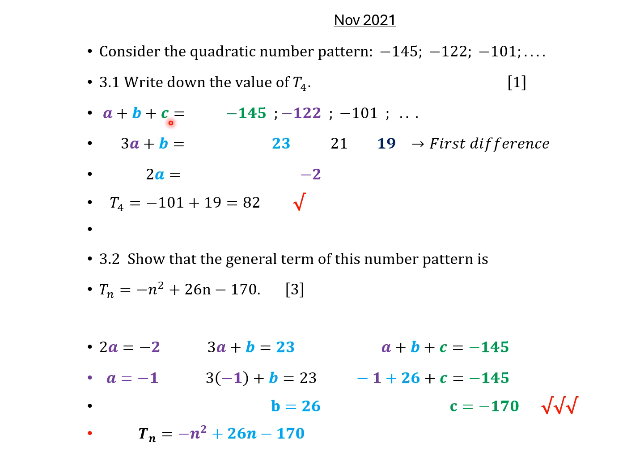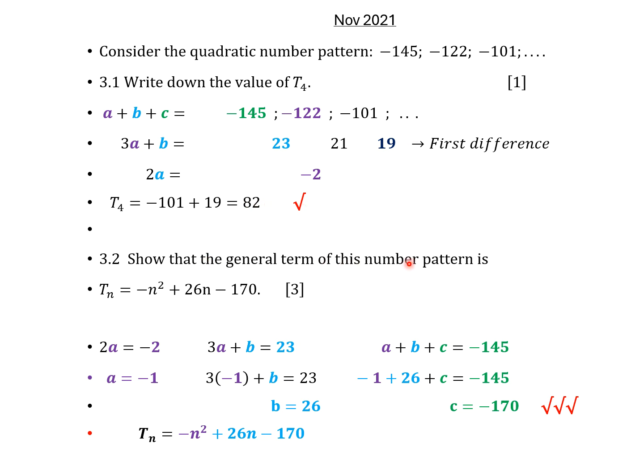So a plus b plus c equals the first term, minus 145. Minus 122 minus minus 145 gives me 23. Minus 101 minus minus 122 gives me 21. 21 minus 23 gives me negative 2. So the next first difference is 21 minus 2, which gives me 19. So the value of term 4 is minus 101 plus 19, which gives me minus 82.